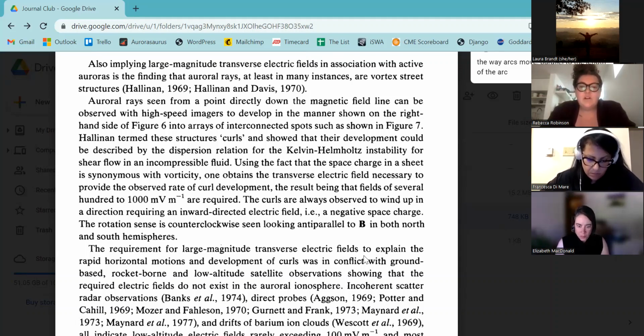The requirement for large magnitude transverse electric fields to explain the rapid horizontal motions and development of curls was in conflict with ground-based, rocket-borne, and low-altitude satellite observations showing that the required electric fields do not exist in the auroral ionosphere. Incoherent scatter radar observations, Banks et al. 1974, direct probes, Axon 1969, Potter and Cahill 1969, Moser and Follison 1970, Gurnett and Frank 1973, Maynard et al.